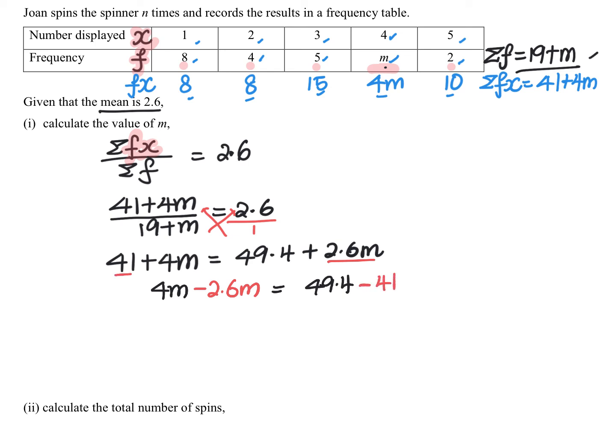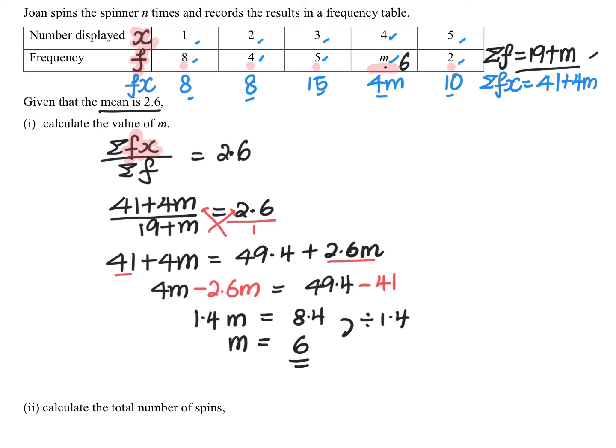Let me do the calculations for both sides. 4 units minus 2.6 units gives me 1.4 units of m. 49.4 minus 41 gives me 8.4. Then now I'm going to divide by 1.4 and get the number 6. So what is the value for m? m is the value 6.